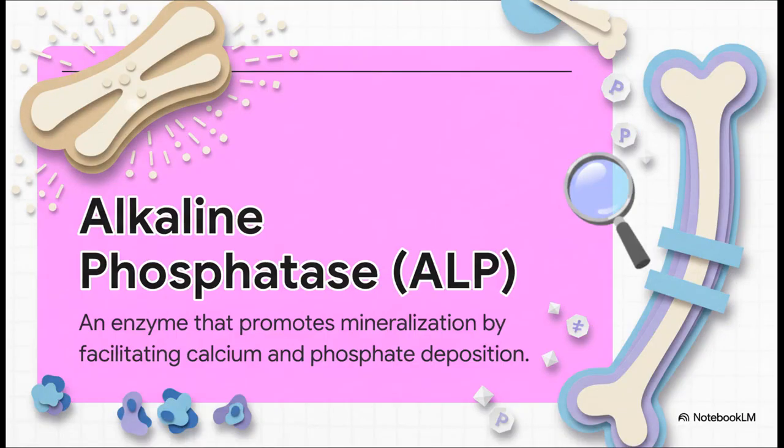So let's zoom in on alkaline phosphatase, or ALP. Think of this enzyme as the site foreman. It's secreted by both osteoblasts and those swelling chondrocytes, and its job is to prep the construction site for mineralization. It does this by cranking up the local concentration of phosphate. But maybe even more importantly, it neutralizes a chemical called pyrophosphate, which naturally stops mineralization from happening. So ALP basically comes in, clears out all the chemical roadblocks, and paves the way for the bone to harden.